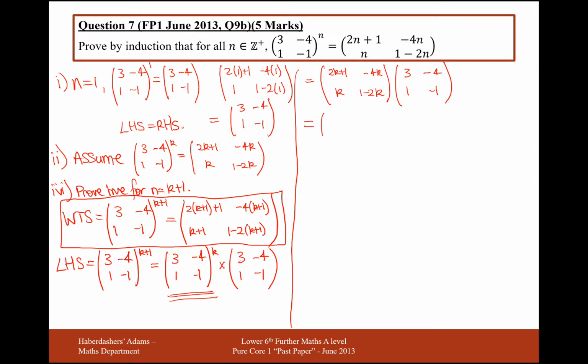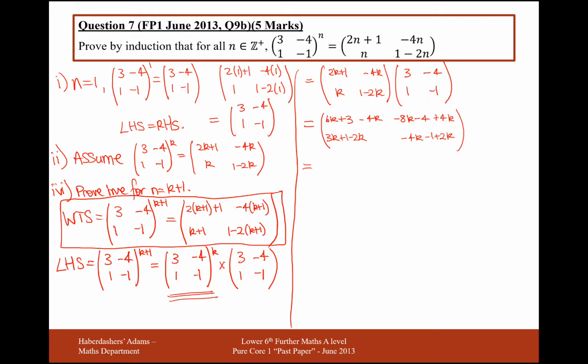Okay, so let's go ahead and do this. 2k plus 1 times 3 is 6k plus 3. Moving across and down, take away 4k. So that's the top left cell. 2k plus 1 times minus 4, so that would be minus 8k minus 4. Moving across and down, that would be plus 4k. 3 times k, moving across and down, we'll add 1 minus 2k. And for the last cell, it's going to be minus 4k, take away 1, add 2k.